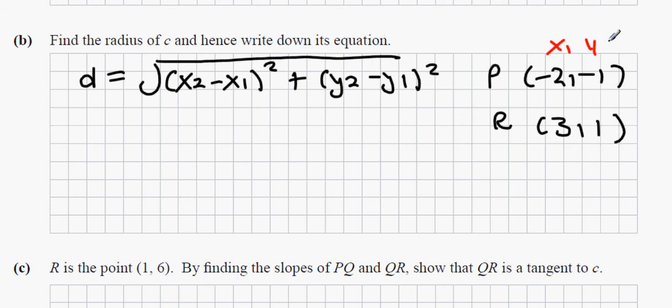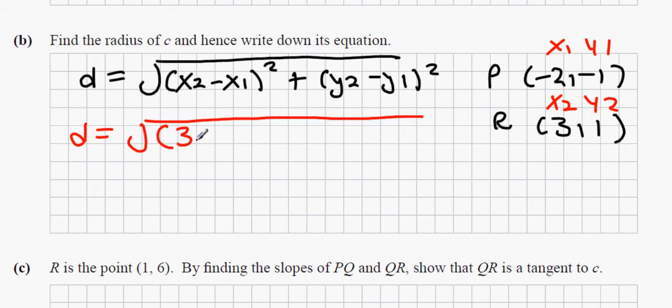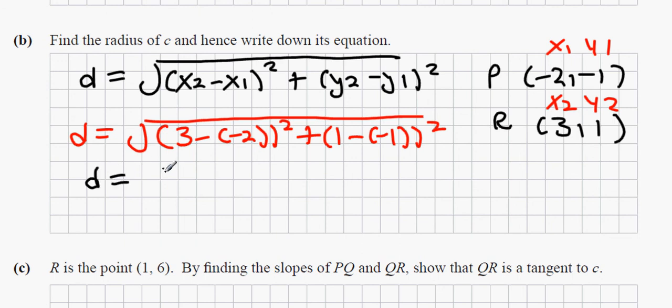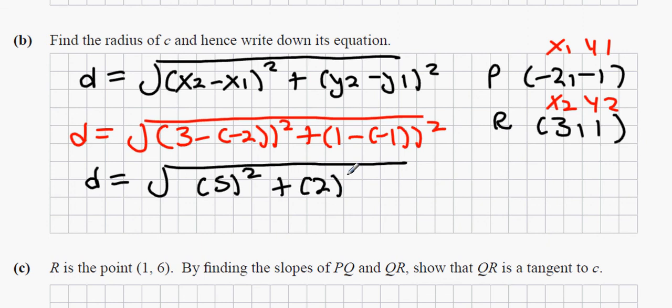x1, y1, x2, y2. So the distance we're going to get is (3 minus -2) squared plus (y2, which is 1 minus -1) squared. Enter that in your calculator, and what you should get is d equals the square root of 5 squared plus 2 squared. And what we're looking at is d, or the radius, is going to be root 29. So the radius is root 29.